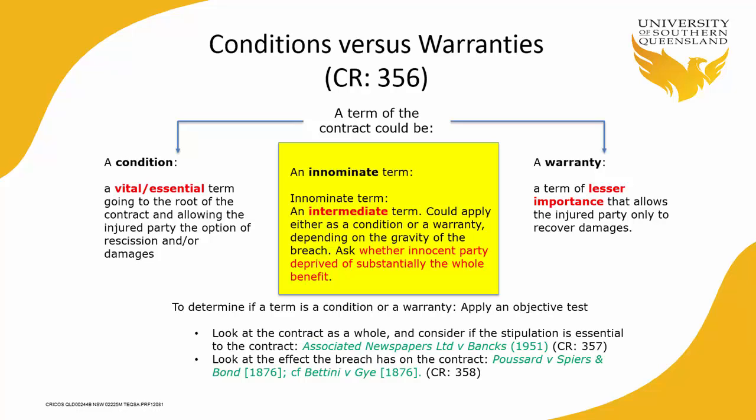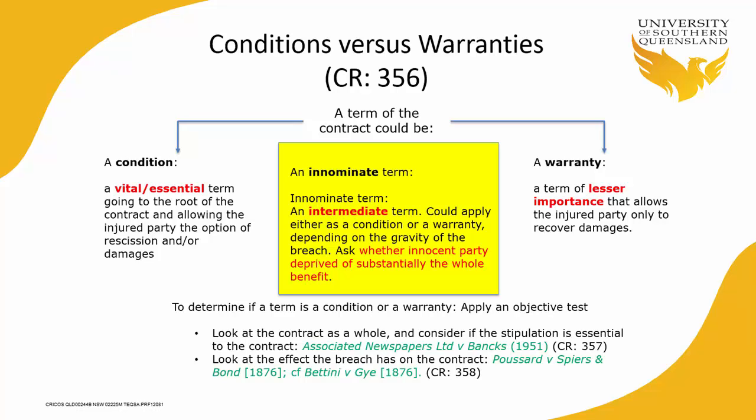And there's a different analytical structure that is called an innominate term, or an intermediate term rather. So it could apply either as a condition or a warranty. So that depends on the gravity of the breach. So we ask not the input but the output. We're looking at the breach rather than the intention. Ask whether the innocent party is deprived of substantially the whole benefit. So if they have been deprived of the whole benefit under the contract, it would be a condition and they can rescind. Or if it is a less substantial breach, then you could think of it as a warranty.